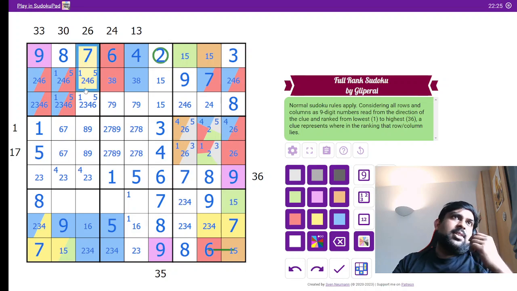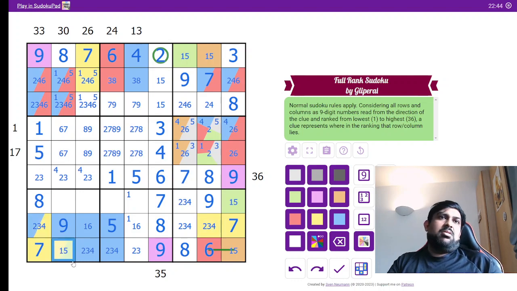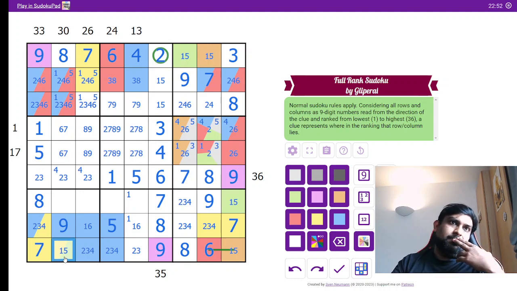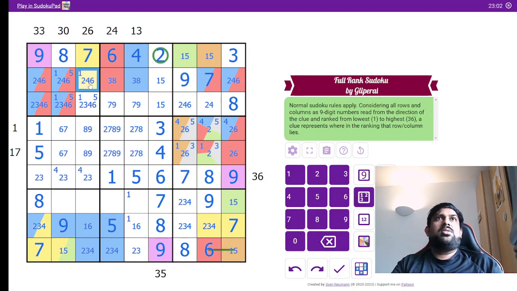So because 7 is 26, so we have 25, 26, 27, 28. So this has two big numbers and one smaller. Okay. Can we have a 1 here? If we have a 1 here, then this will be bigger, this will be bigger. This could be 1. Wait. Can this be a 5 here? If this is a 5, then these two are smaller. And we don't want two smaller. So this is not 5.